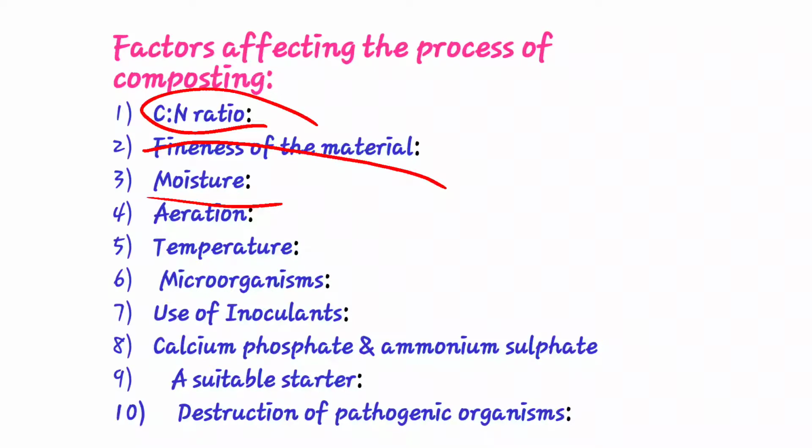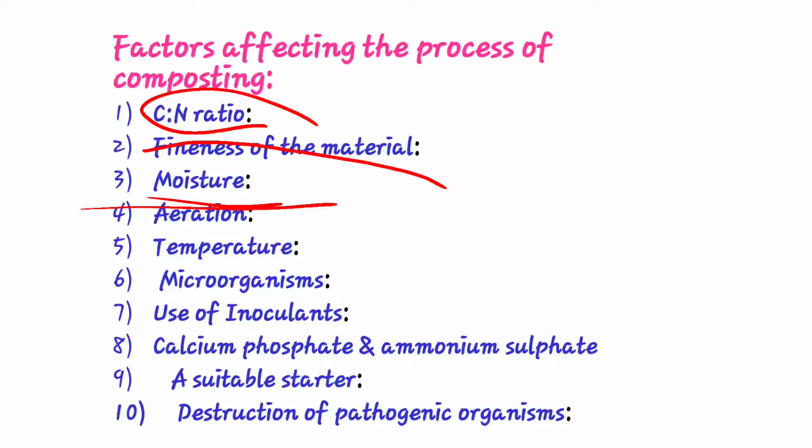Then the next factor is aeration. Aeration is essential for the initial stages of decomposition and is secured by turning the heaps. Well-aerated material also reduces the period of decomposition, depending on your material. Good aeration increases the decomposition process, while less aeration reduces the decomposition process.